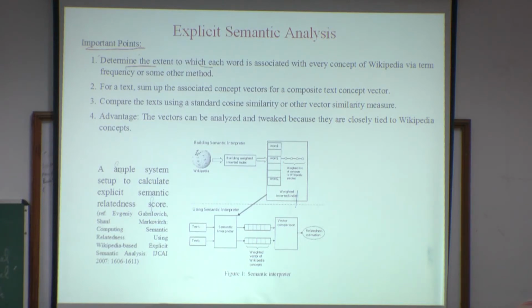It determines the extent to which each word is associated with every concept of Wikipedia via term frequency or another method. For a text, take the sum of the associated concept vectors. For a composite text, it compares the text concept vectors using the standard cosine similarity or other vector similarity measures. Vectors can be analyzed and tweaked because they are closely tied to Wikipedia concepts. Means we are considering Wikipedia concepts as ideal concepts. Words present in the same document, we consider as topically related.